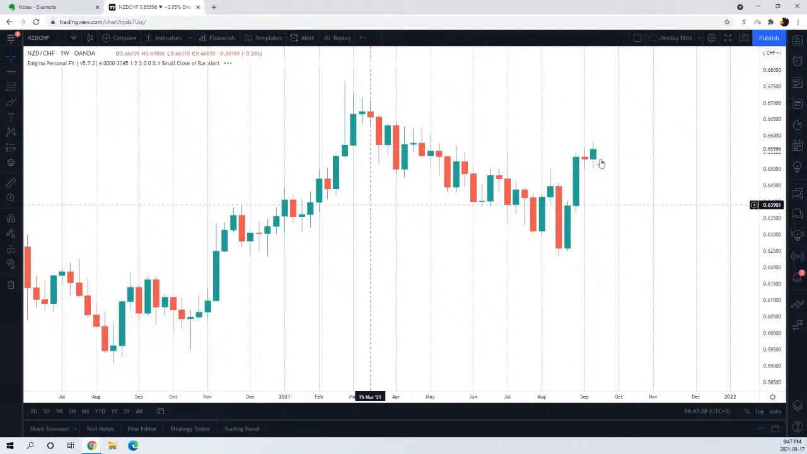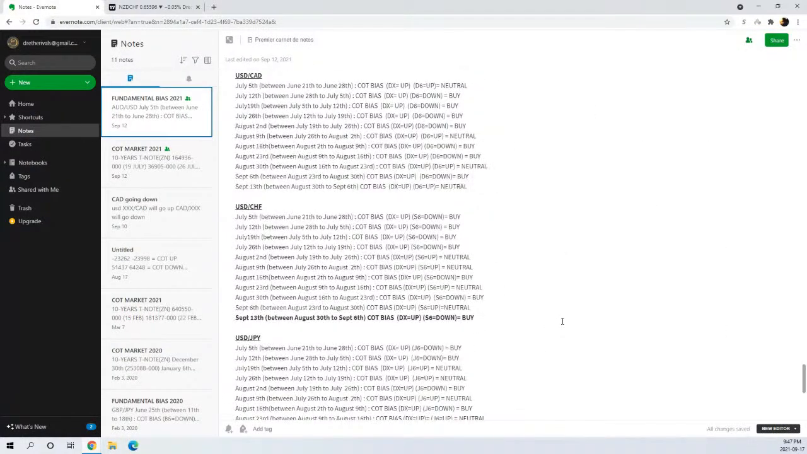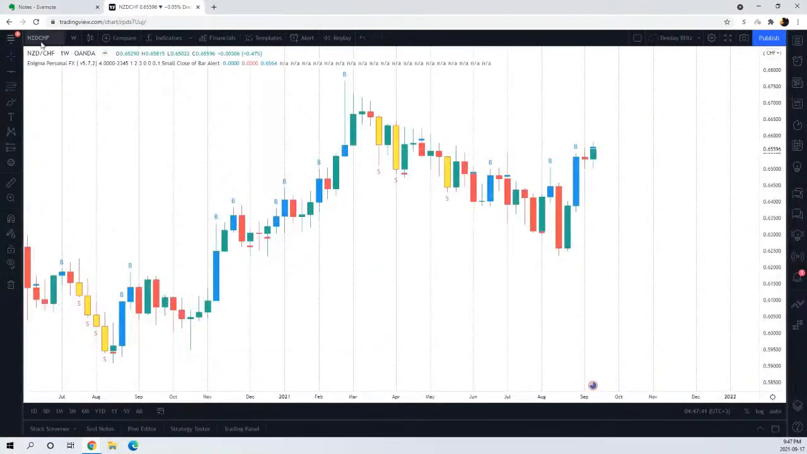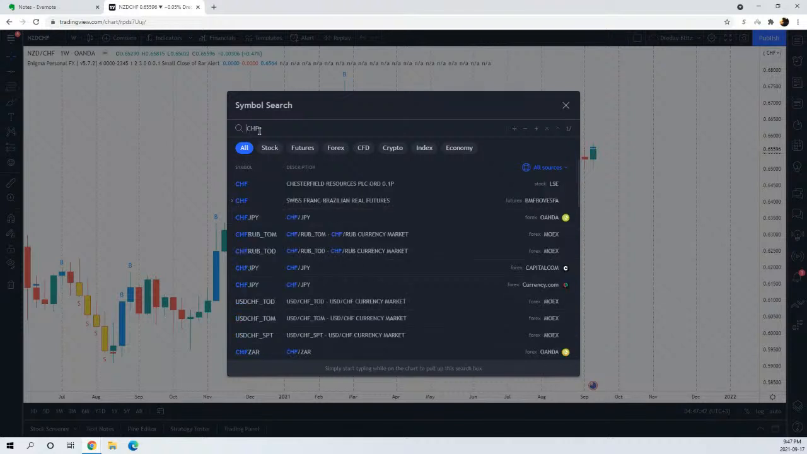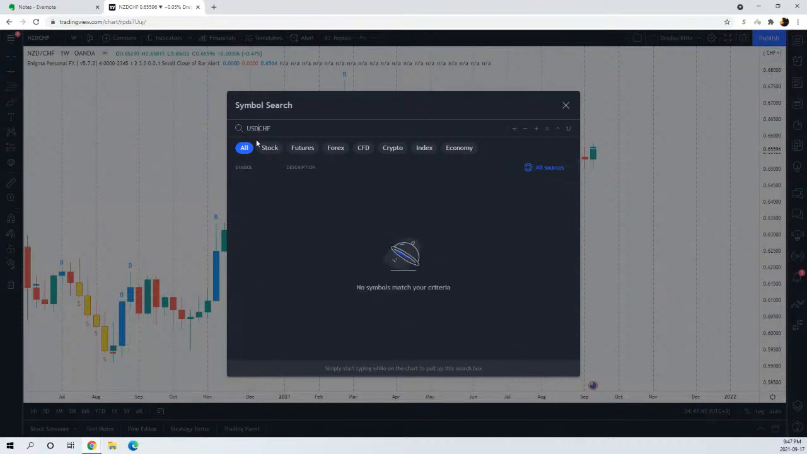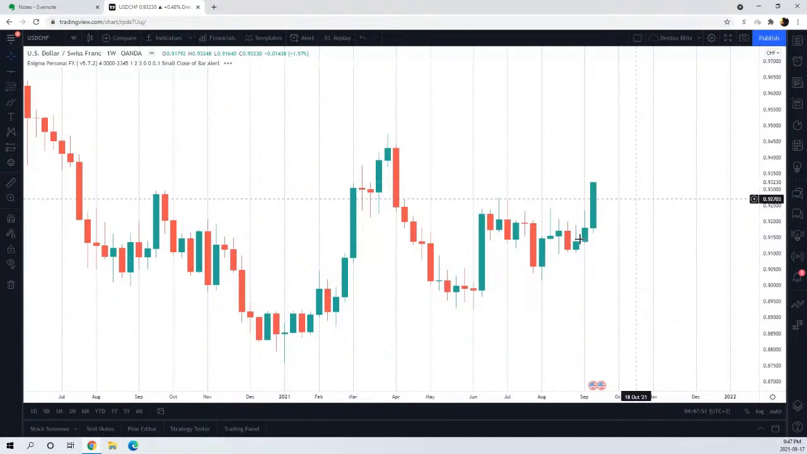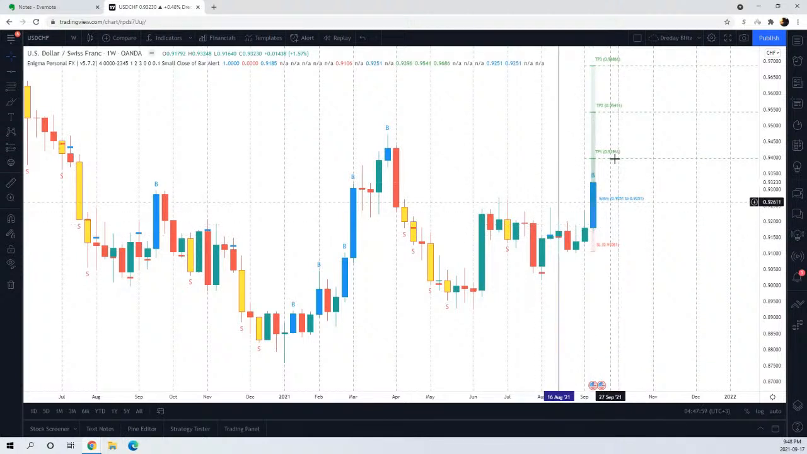Perfect. That was a buy. And lastly, we have USD CHF for buy. And that was a big buy here. And it's giving you a buy signal on the weekly on Enigma.